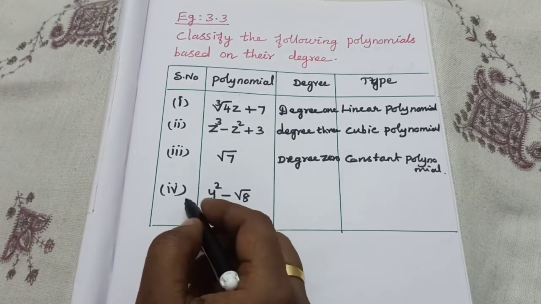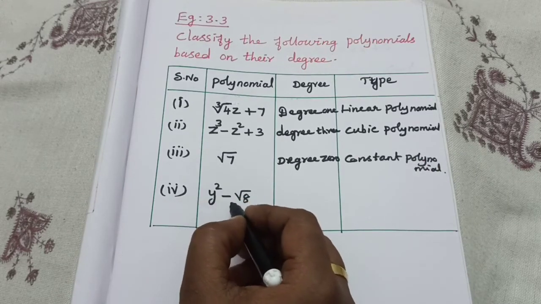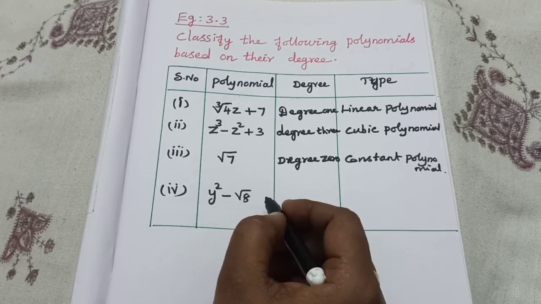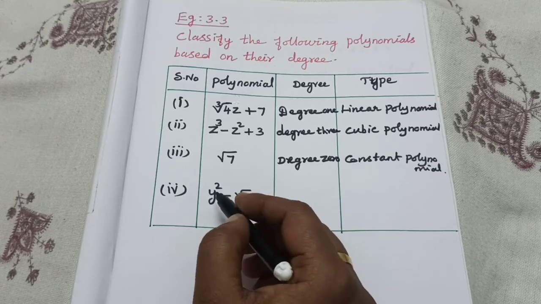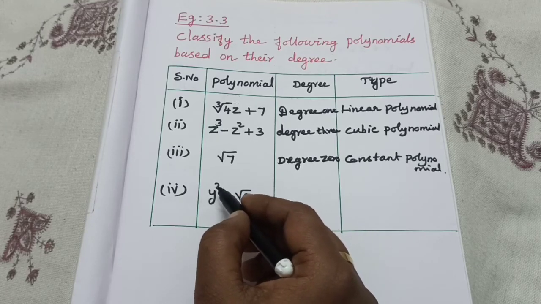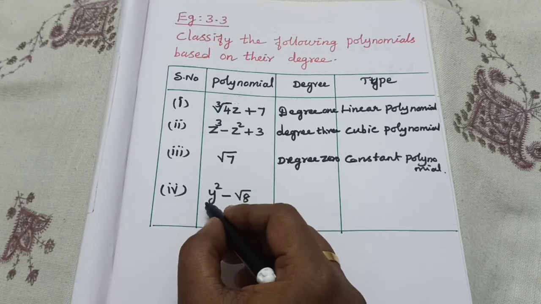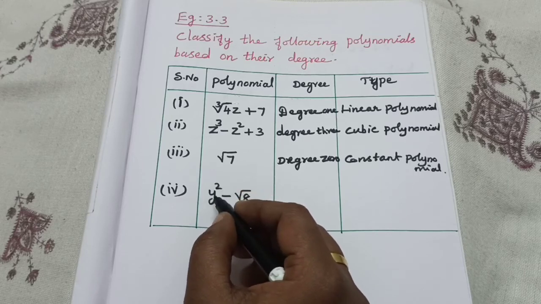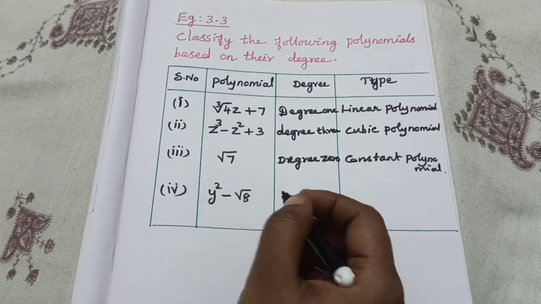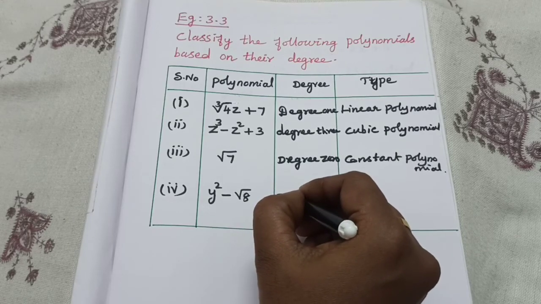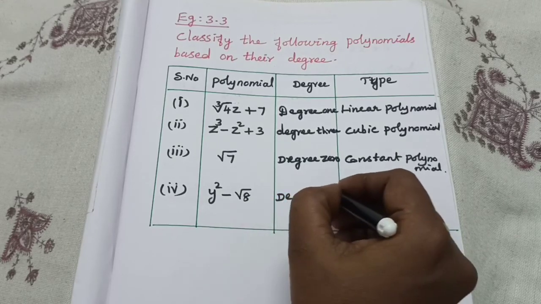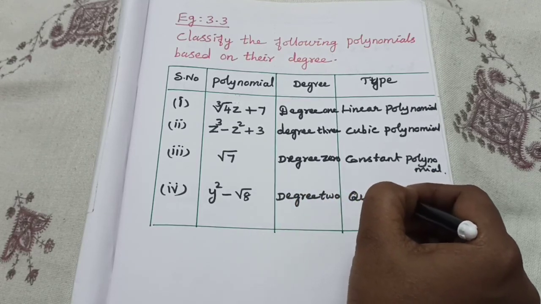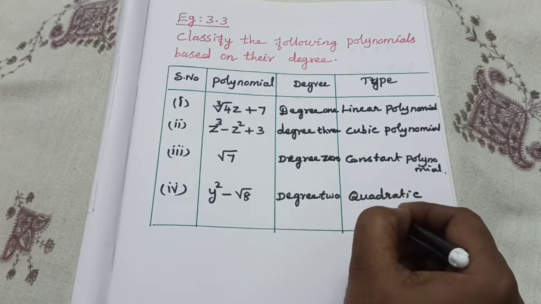Any doubt? Then fourth subdivision, y square minus root 8. Here which is the highest power? 2, isn't it? Which is the variable? Y is the variable. Only one variable is there. Then y square is there. Square means that is a quadratic polynomial, isn't it? Degree 2 means that is quadratic polynomial. Quadratic polynomial.